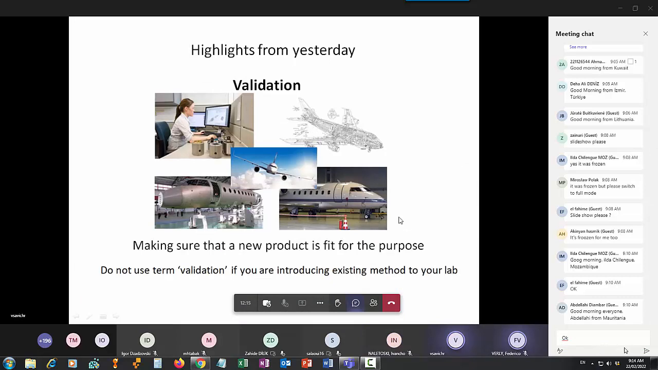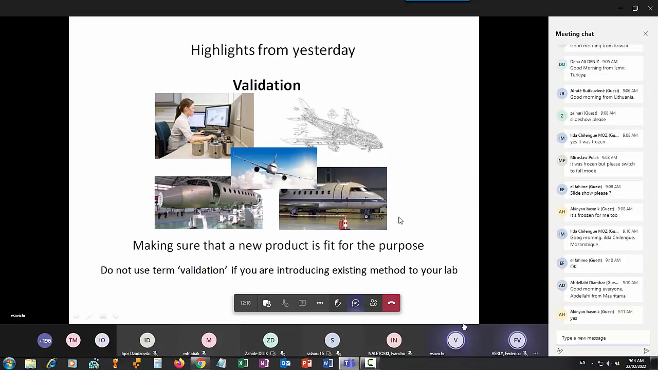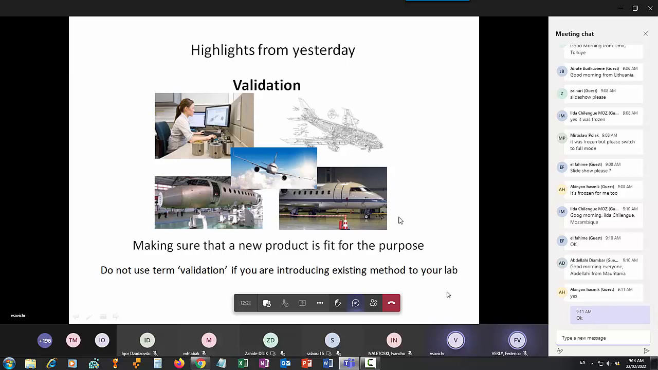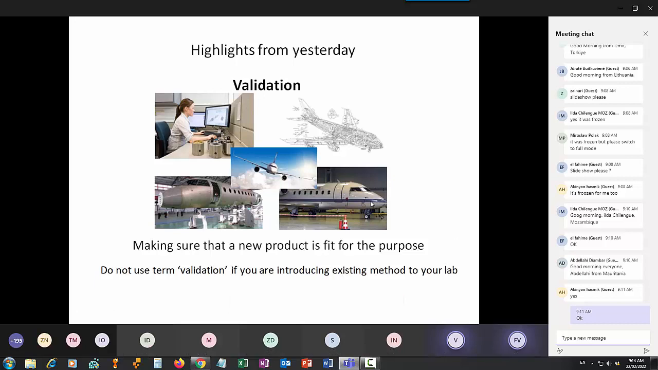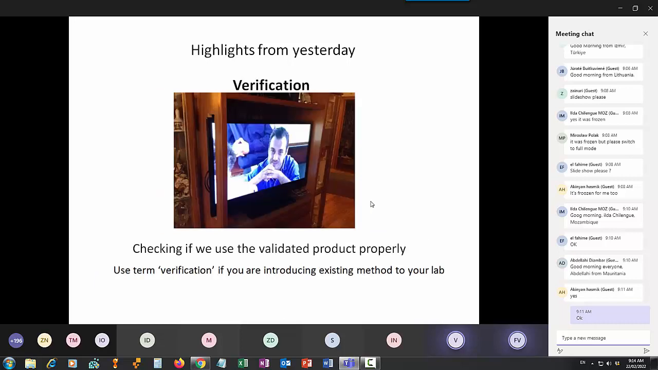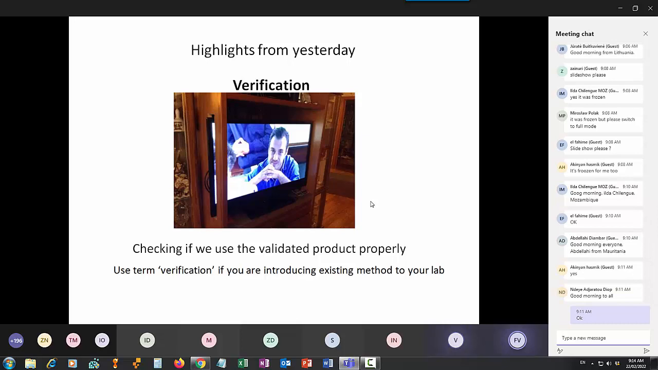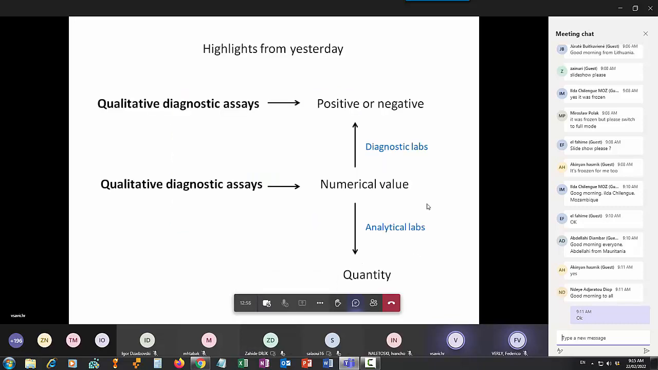So let's go again very fast through the first few slides. Highlights from yesterday. We said that validation is making sure that the new product is fit for purpose. So we use validation only when something is designed for the first time. And we don't use validation if we introduce into our laboratory an already existing method. On the other hand, verification is checking if we use a correctly validated product in our laboratory. So we use the term verification when we introduce an already validated method. It's important to talk the same language to understand each other.